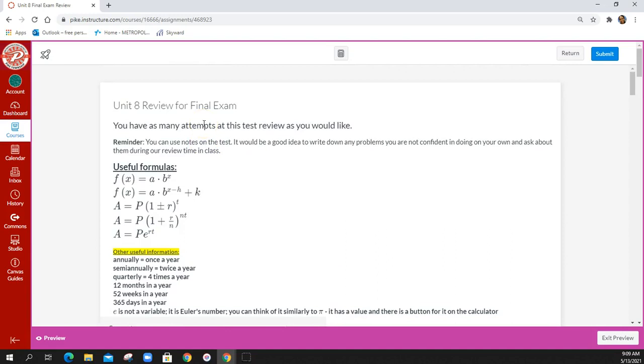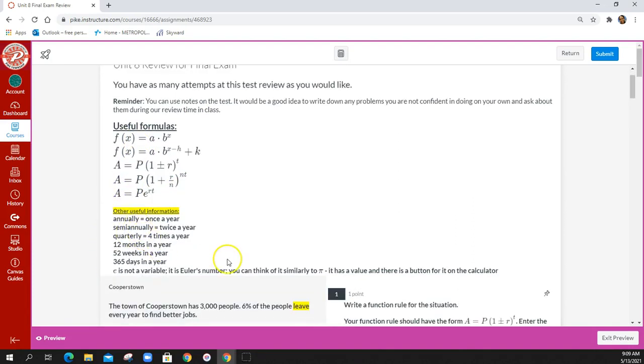Okay, so let's go through the review for Unit 8. So we have all of our key formulas here. You want to have those written down on your formula sheet, as well as all of this useful information. So I would definitely copy all of this information down so you can have it as a reference when you take your final.